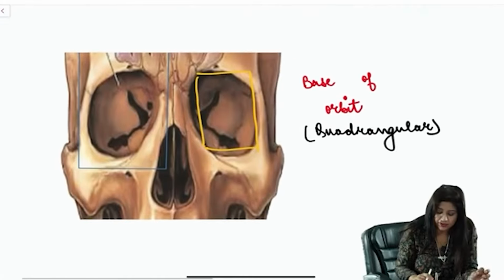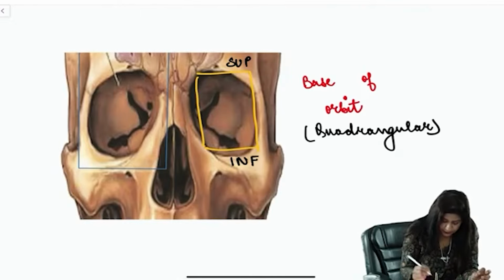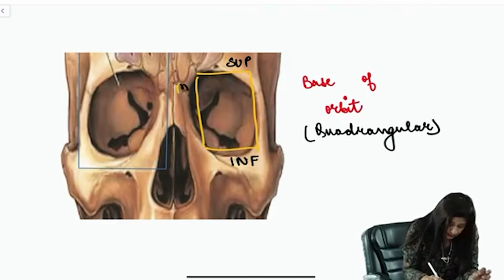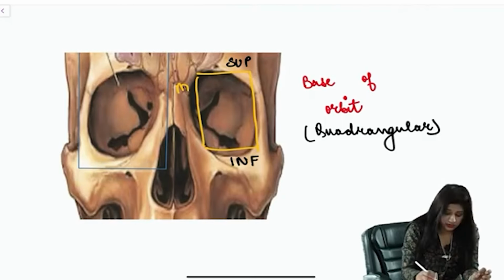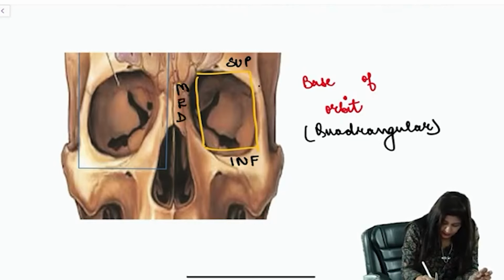Therefore, it is quadrangular. This is superior, and this is inferior. Then this is medial. Is this one visible, or should I write with the black? This is okay, medial. Yes, and this is the lateral.